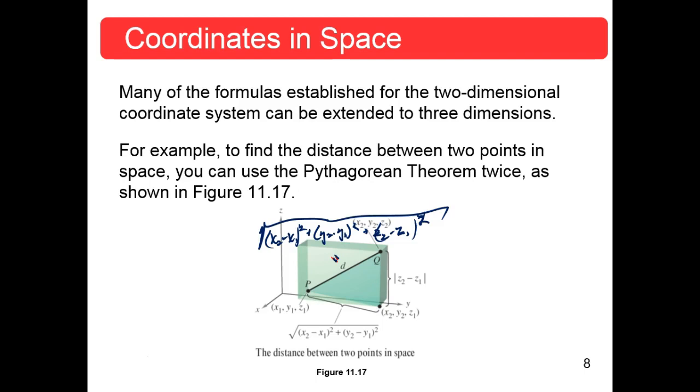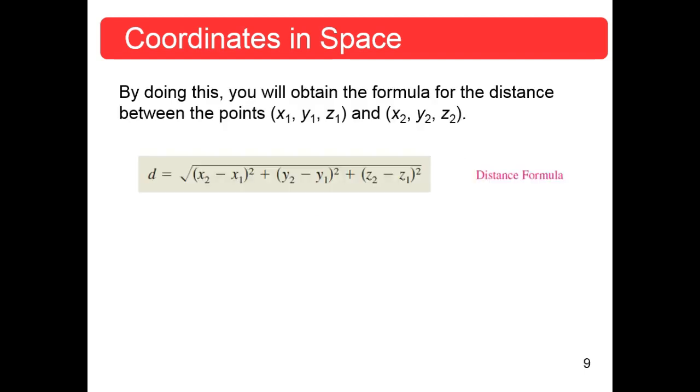3 coordinate systems. Okay? Just a logical extension from what it was in 2 space. All right. By doing this, here's where they showed it to you. By doing this, you will obtain the formula for distance between 2 points, x1, y1, z1, and x2, y2, z2, and that would be the square root of the difference in x squared plus the difference in y squared plus the difference in z squared.